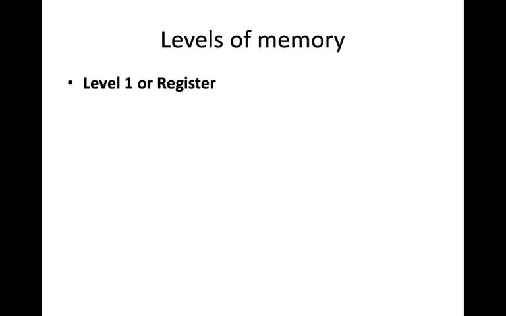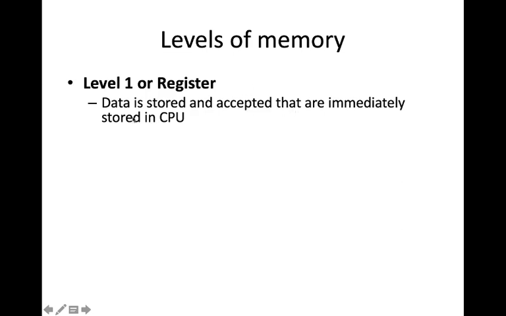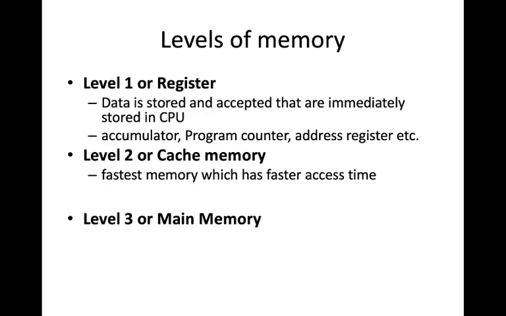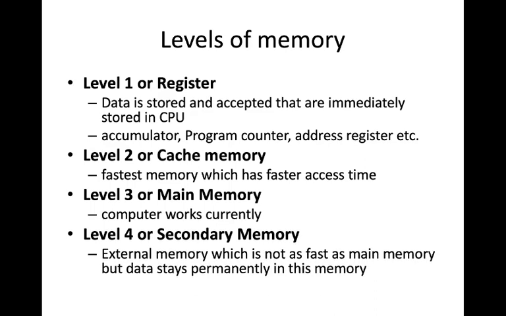So these are the different levels of memory. Level 1 is the register, we will see that later. Data is stored and accepted in the CPU. We have accumulator, program counter, address register, we will see that later. Then level 2, we call it cache memory. It is faster memory which has faster access time. Level 3 is main memory, where the computer works currently; all the programs will be run in this level 3 main memory. Then we have level 4 or secondary memory. It is the external memory which is not as fast as main memory, but data stays permanently in this memory.